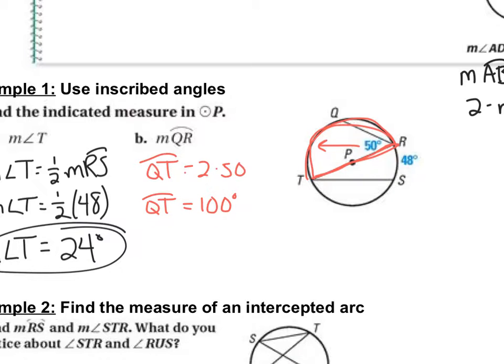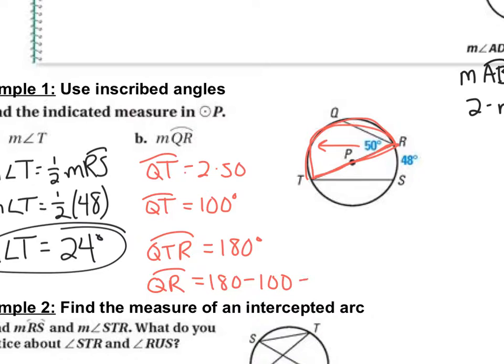We know that arc TQR is equal to 180 degrees. So in order to figure out arc QR, we are going to take 180 minus 100 to give us 80 degrees. So we do have to do a little bit of math there just to understand what they're asking us. Always look for a diameter to give us a semicircle, which will give us the 180 degrees that we used.